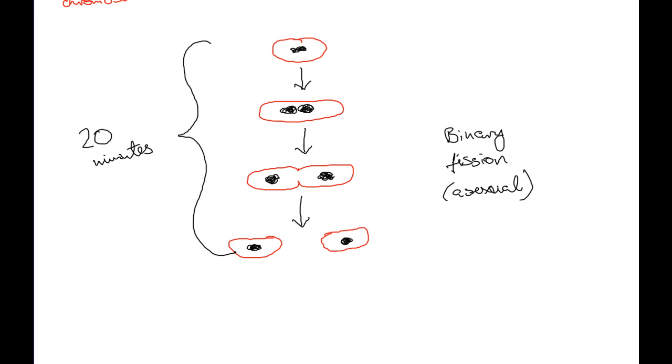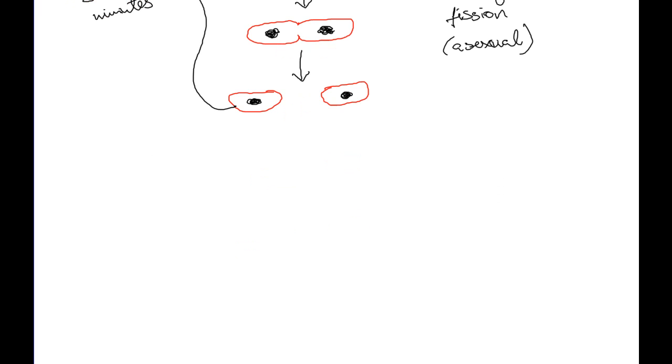Just to look at the shapes then, if we move on, shapes of bacteria, they come in different kinds of shapes. Generally speaking, we're looking at rod-shaped bacteria, and that's self-explanatory. They might be this shape. They're sometimes known as bacilli.